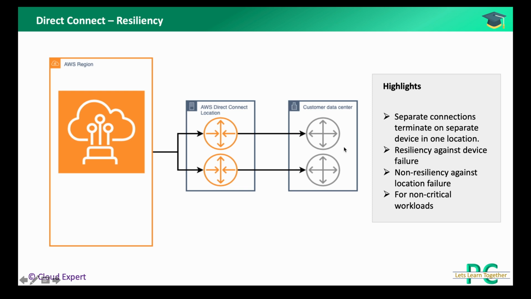This particular topology that we are currently discussing was mentioned as development and test. Obviously this is for non-critical workloads, because this topology will give you resiliency against device failure. But if the location goes down, in that case you will not have any Direct Connect connection. That means it's not resilient against location failure, and this is, as I mentioned earlier, for non-critical workloads.